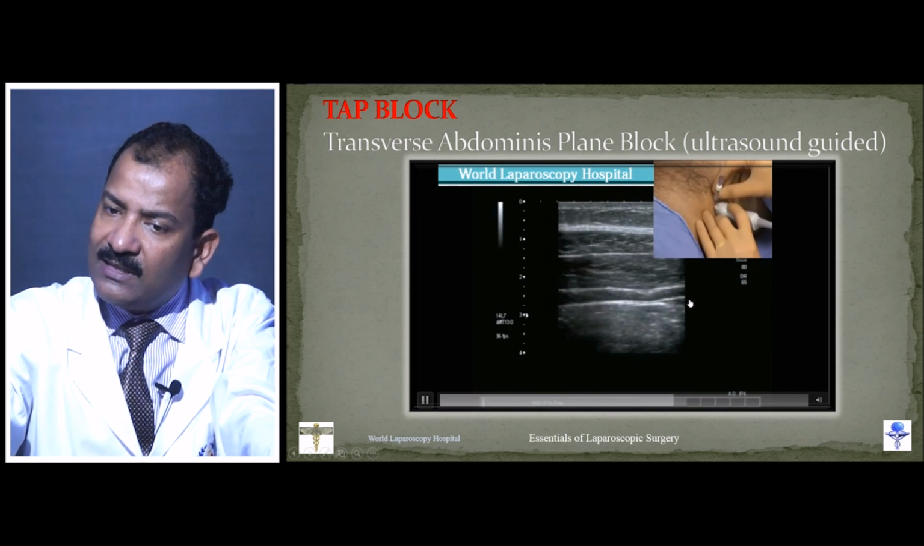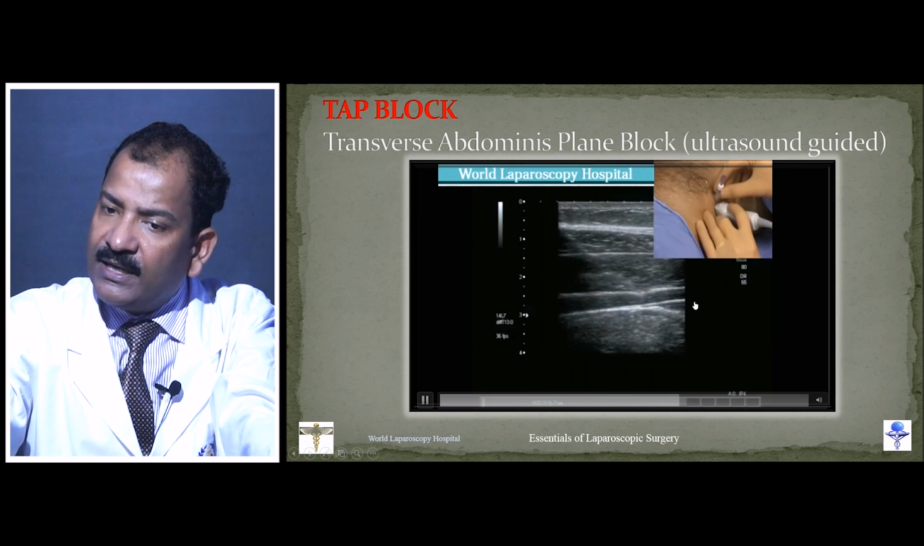And then you will see it will start blebbing. Now it is blebbing. Can you see that? It is blebbing, and then the fluid will start going to this area.